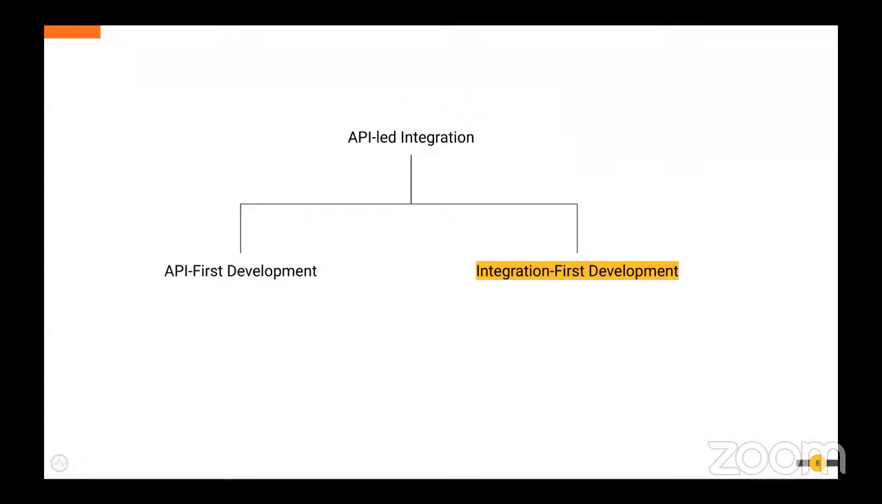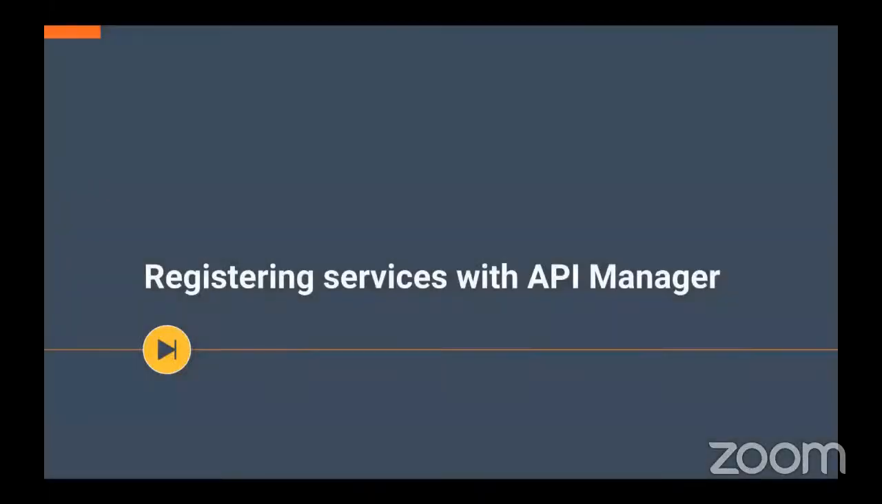When we talk about API-led integration, there are two development approaches. One is API first development, and the other is integration first development. In the API first development, you would be creating the API first, and then you would be developing the integration logic. In the integration first development, you first would be developing the integration logic, and then you will be developing the API. So in today's call, we will be mainly talking about the integration first development approach using WSO2 API Manager 4.0. So let's look at how you can register services with API Manager.